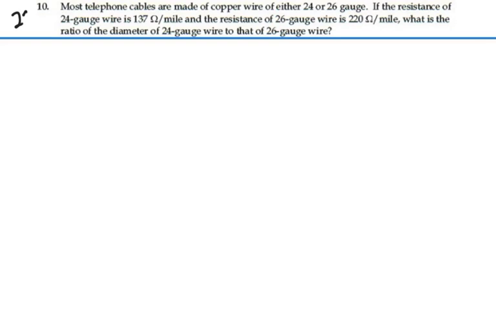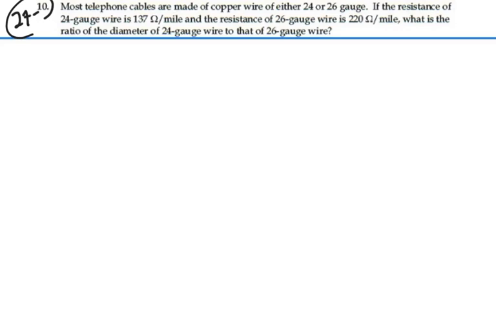Here's problem 2710. Most telephone cables are made of copper wire of either 24 or 26 gauge. If the resistance of 24 gauge wire is 137 ohms per mile and the resistance of 26 gauge wire is 220 ohms per mile, what is the ratio of the diameter of 24 gauge wire to that of 26 gauge wire? Usually as gauges go, the lower the number, the thicker the wire. So we would expect that the 24 gauge wire is thicker than the 26 gauge wire.